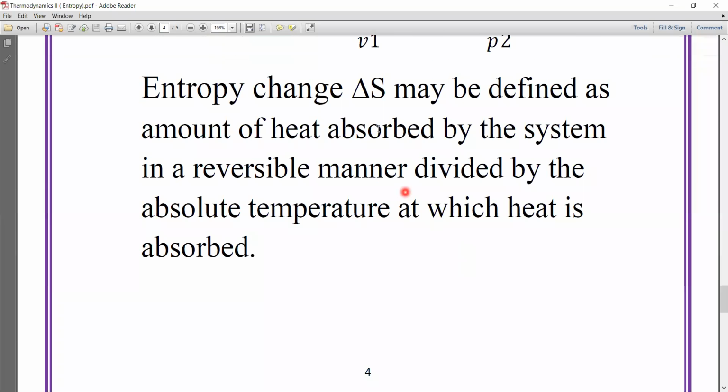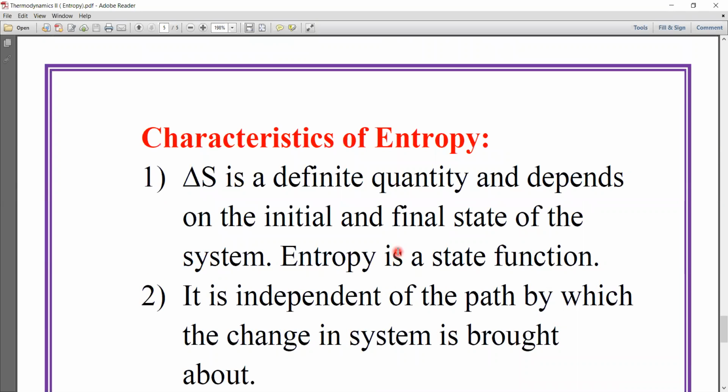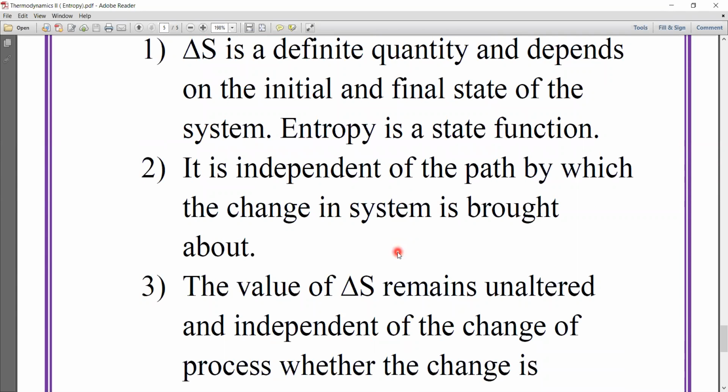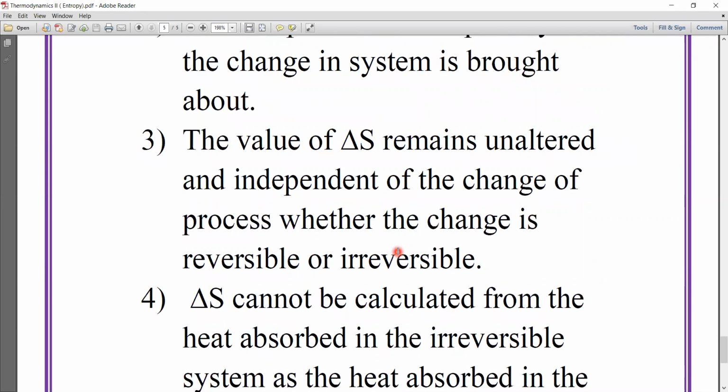So entropy change delta S may be defined as the amount of heat absorbed by the system in a reversible manner divided by the absolute temperature at which heat is absorbed. And these are the characteristics of entropy. This is about the entropy.